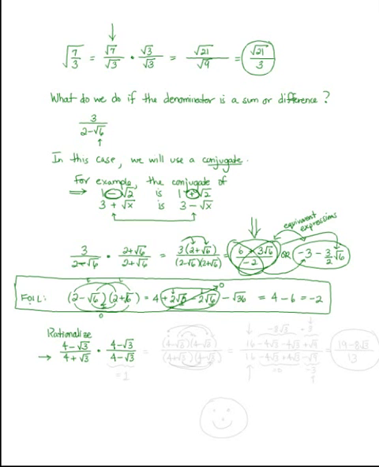Remember, this quantity here is always equal to 1. So in our numerator, we have 4 minus square root of 3 times 4 minus square root of 3. In our denominator, we have 4 plus the square root of 3 times 4 minus square root of 3. Now this time we have to use FOIL for both the numerator and the denominator.